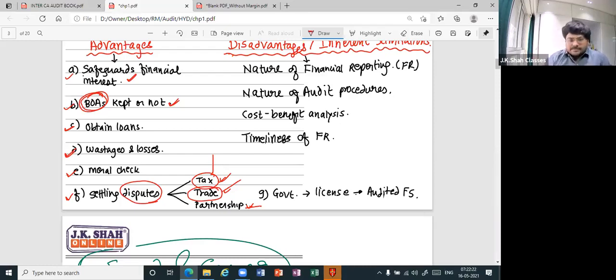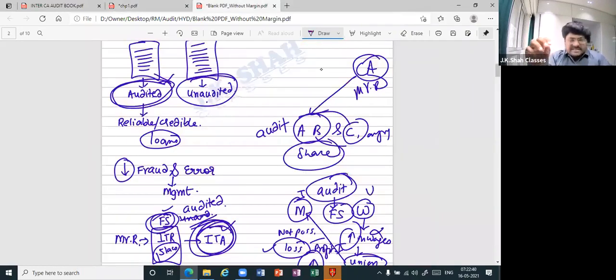All cool? All cool. And the last one: sometimes the government, when they issue licenses for some business, will always rely on audited financial statements. They will not even consider unaudited financial statements. I will give you a very simple example to understand. Say for example, they want to issue a new telecom license, 5G.